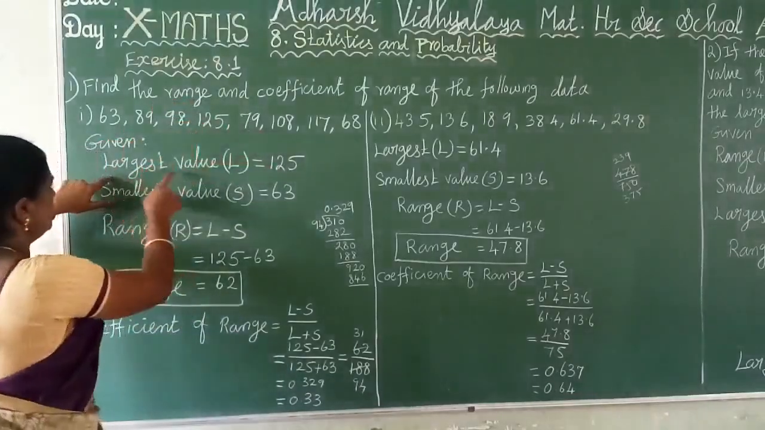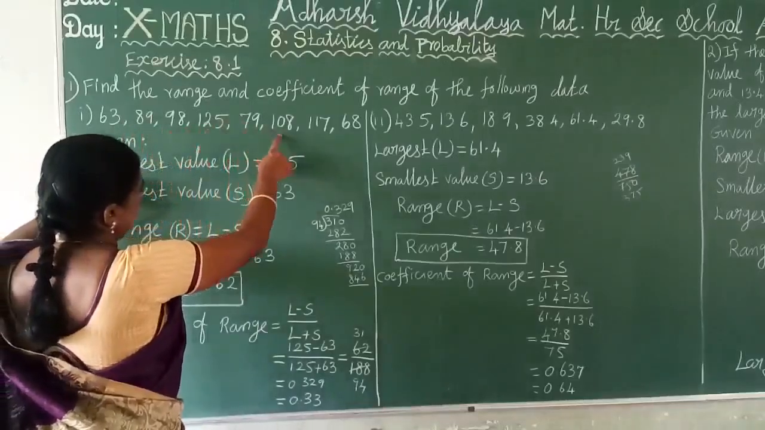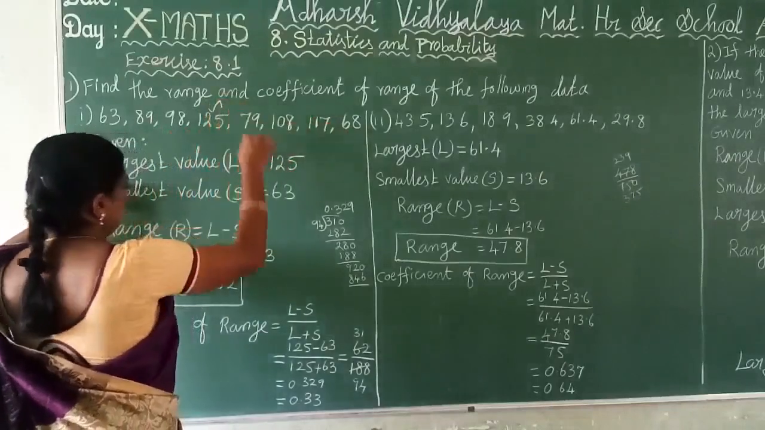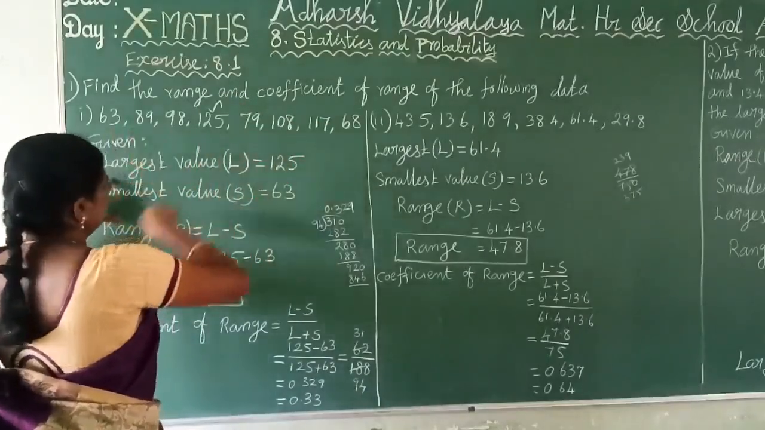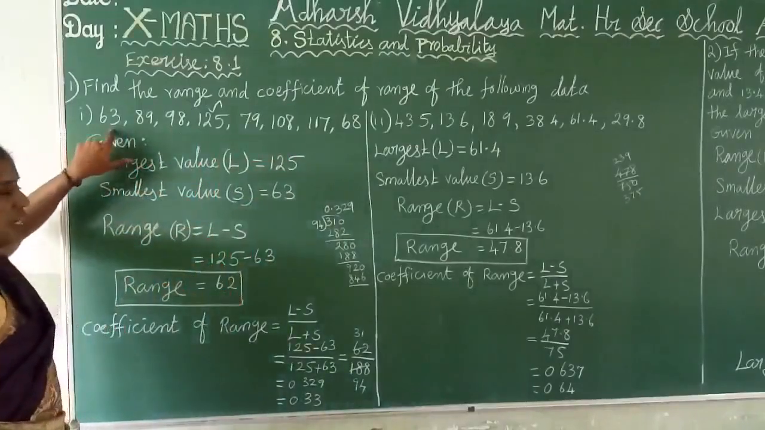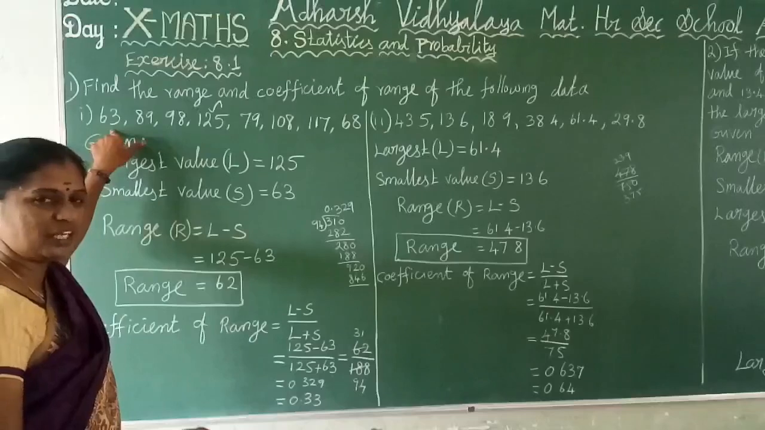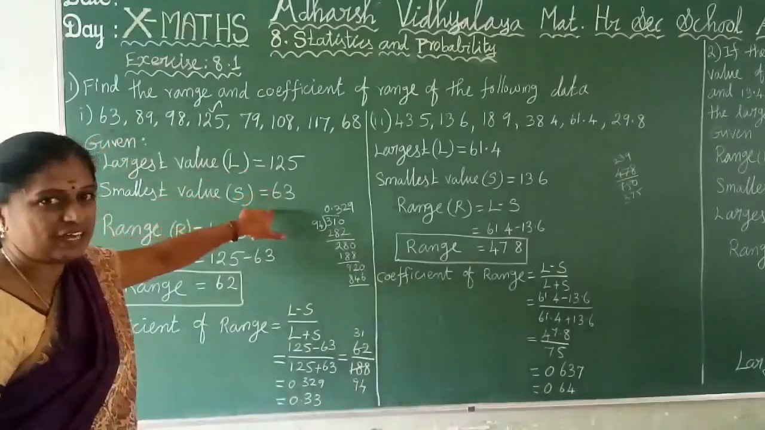So select the largest value. Here 63, 89, 98, 125, 79, 108, 117, 68. Which one? 125. So the largest value is equal to 125. And select the smallest value, 63. Otherwise, before itself you arrange the data in ascending or descending order. Easily you select the largest value and the smallest value. So this one you select carefully.